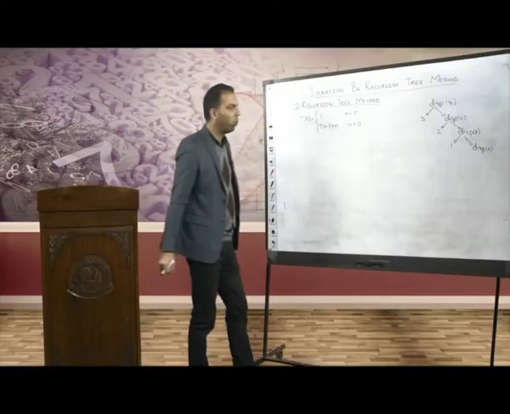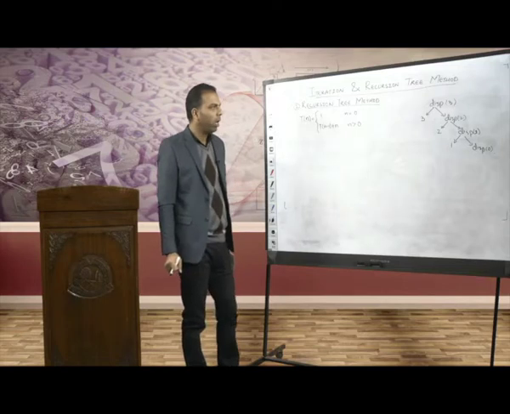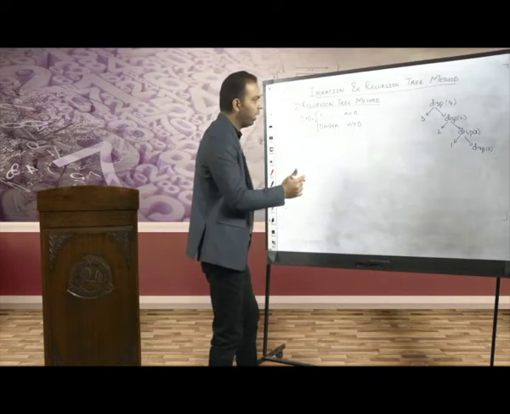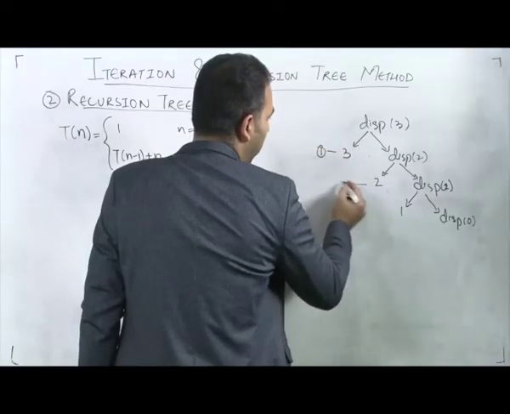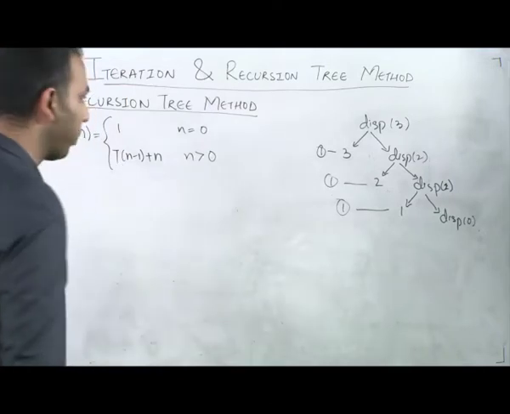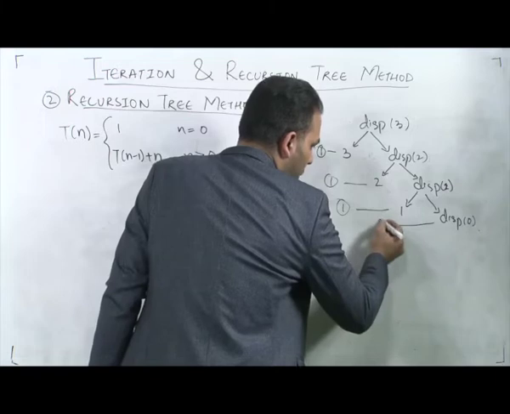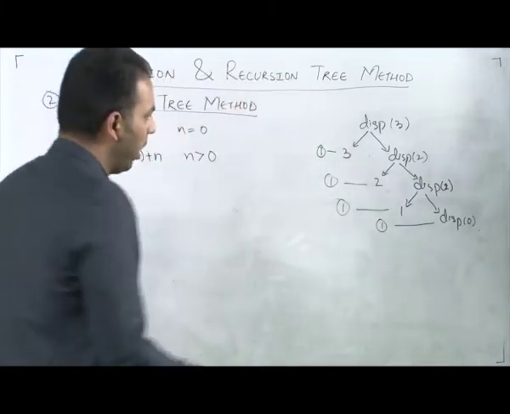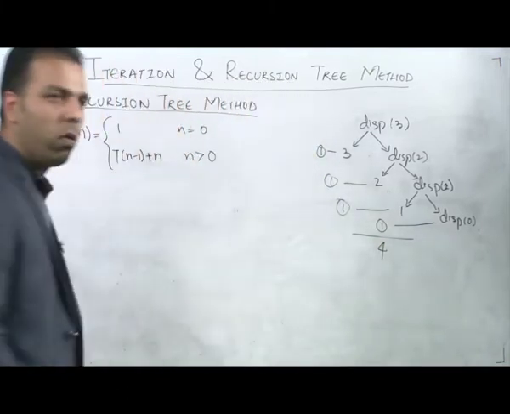Because for display 0, n is equal to 0, here it will not display anything. So we can see that here it took 1 unit of time, here it took 1 unit of time, and here it took 1 unit of time. Plus it has to call this function, so calling will also take 1 unit of time. So if we add these up, how much did it take? 4 units of time.